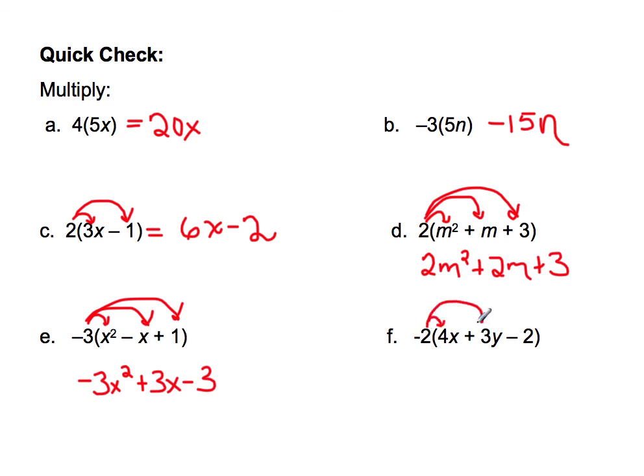Okay, so let's draw in our arrows. That's very normal to have those arrows drawn in. So -2 times 4 is -8x. -2 times +3 is -6y. And -2 times -2 is +4. So hopefully you got all these correct.